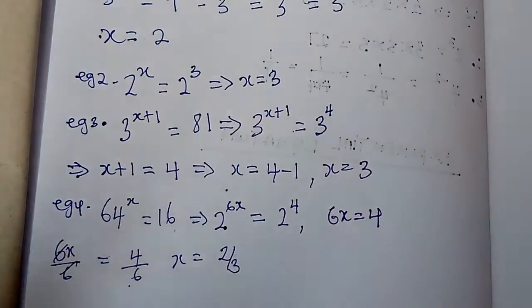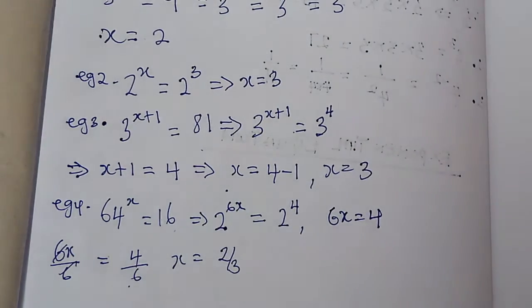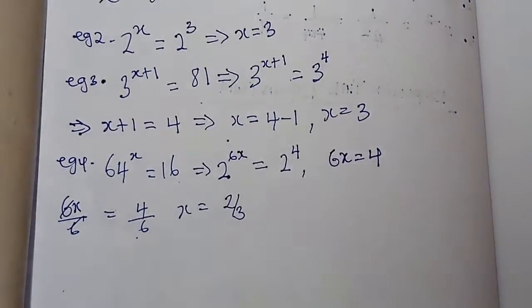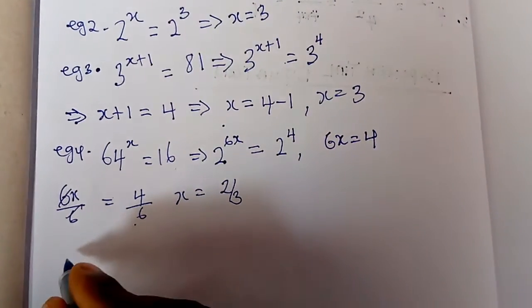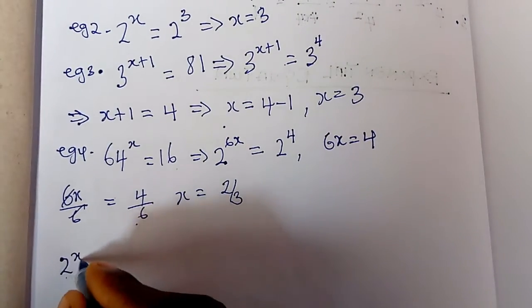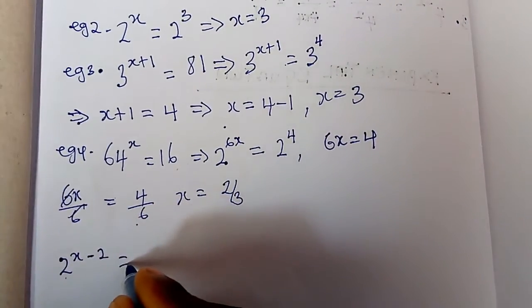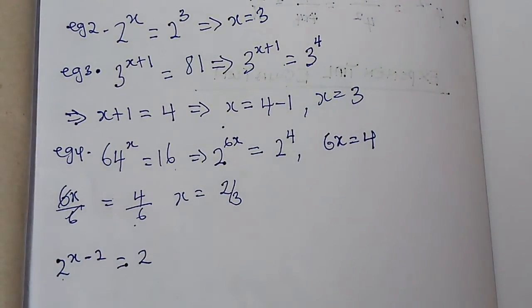So that's what we have here. Let's take another one. Some of the questions can ask you to find a truth set of a particular equation. Let's see how we find it. Find the truth set of the equation. The equation is 2 raised to power x minus 2 is equal to 2, and we have to find the truth set of this.